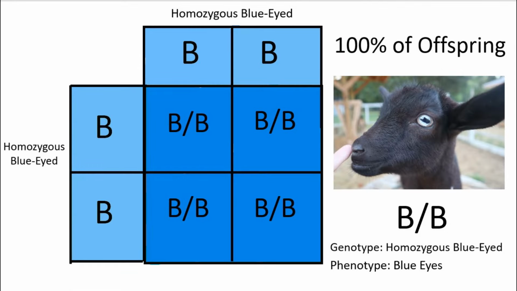The last pairing is a homozygous blue-eyed goat bred to a homozygous blue-eyed goat. All of the offspring from this pairing will be homozygous for blue eyes with a genotype of B/B.